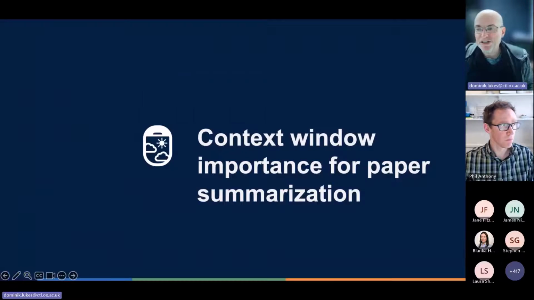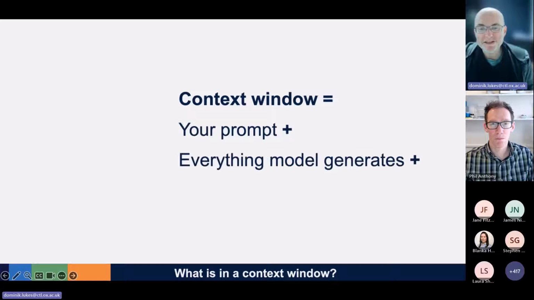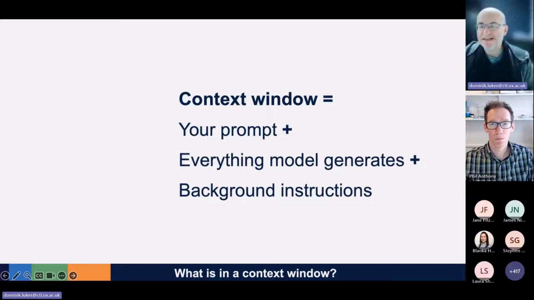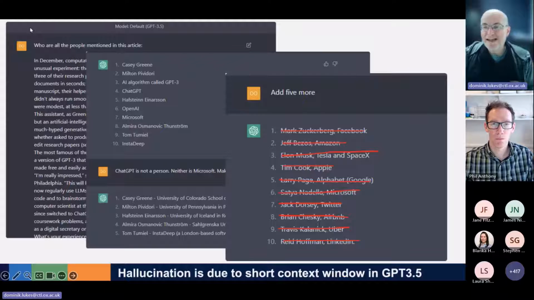Now, next question, how important is the context window for the summarization? So what is the context window? It's your prompt plus everything the model generates plus any background instructions that may be happening. So every new thing that is generated is part of the context window. That actually turns out was the problem in this case. Because the article was too long, ChatGPT couldn't see all of it, so it started hallucinating because it actually stopped seeing what's in it.